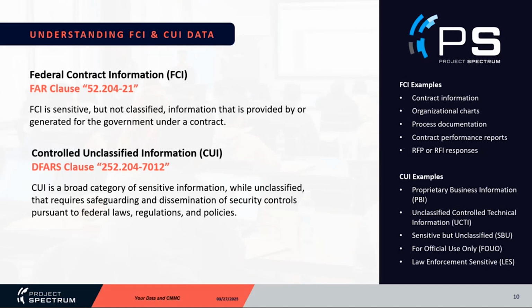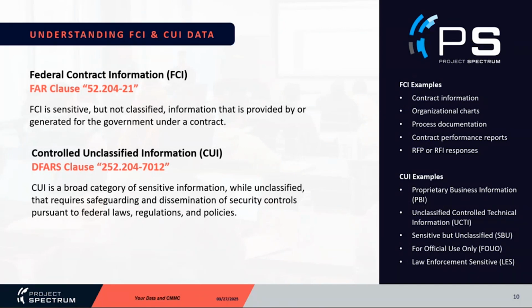So when you're understanding the differences between FCI and CUI, we immediately go to the FAR clause for FCI and we go to DFARS for CUI, because that's where you're going to get those very specific definitions. The FCI is sensitive, but it's not classified information. It's provided by or generated for the government under a contract. And we have some examples over on the right-hand side of the screen.